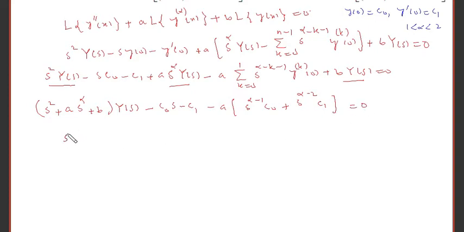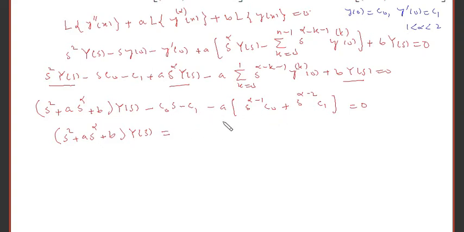Now I have s square plus a s to the power alpha plus b, and outside is Y of s, and I need to put everything remaining on the right hand side.